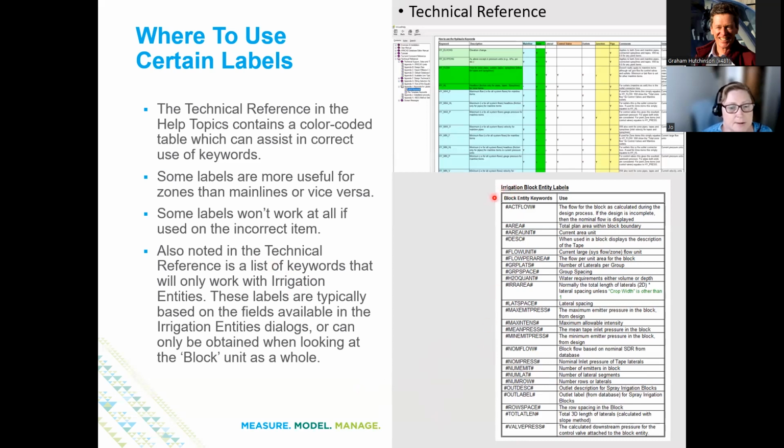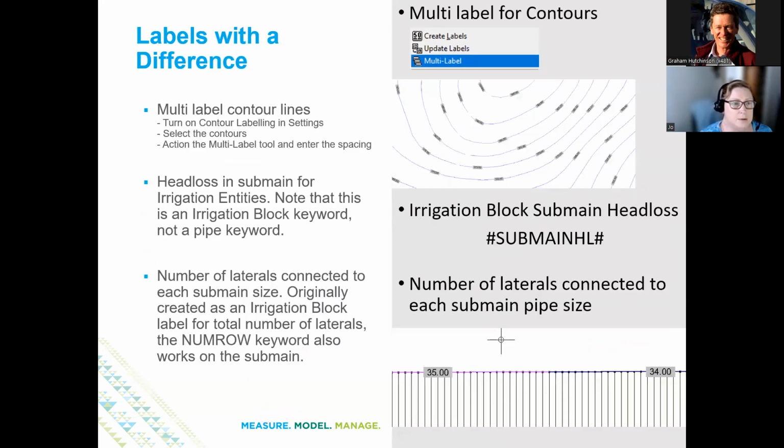So typically the irrigation block entity labels are based on the information to do with the entity as a whole. So a lot of these will be based on the fields that are available in the irrigation block entity dialogues. So things like the spacing, and then of course the block itself will know the number of emitters, the number of laterals, the spacing, the outlet description, mean pressure in the block, and things like that. But there are some labels with a difference.